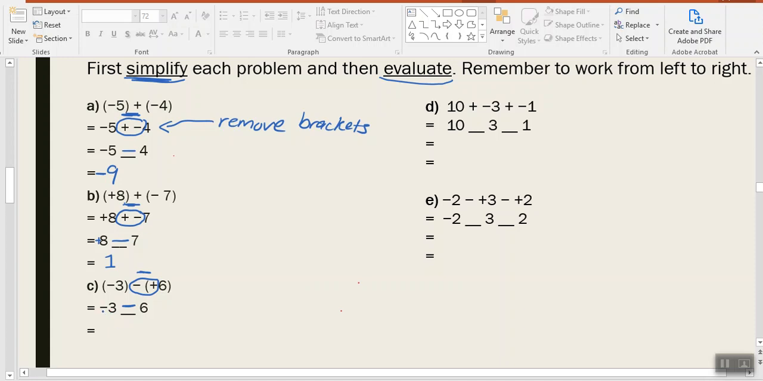Now, -3 take away 6. Two of the same signs. The trick is you add them. 6 plus 3 is 9, and then add the negative sign there as well. So that's also a -9.